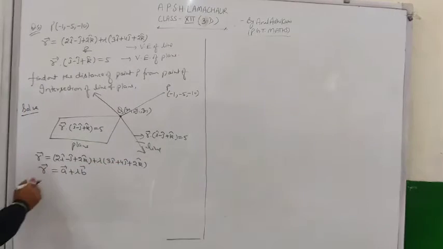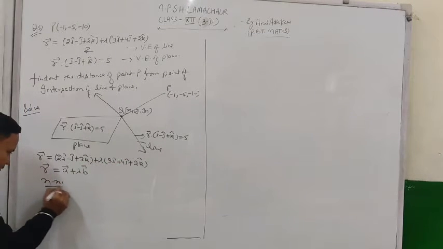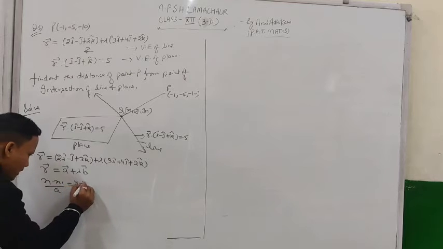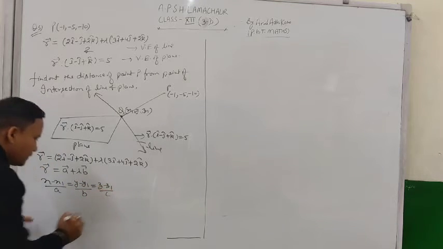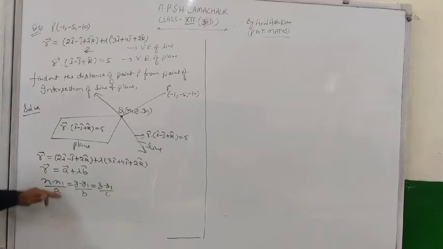So we can write it as x minus x1 upon a is equal to y minus y1 upon b equal to z minus z1 upon c. This is the Cartesian equation of this line.